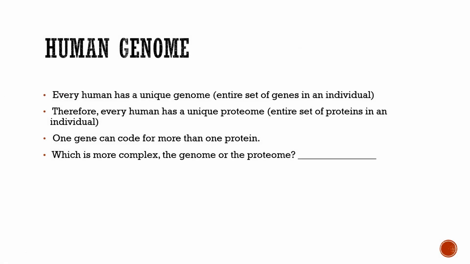All right, the human genome. So how does this all link together? Every human has a unique genome. That's an entire set of genes that are individual to that specific organism. We're talking humans, so that's a specific human. Therefore, every human has a unique proteome. It's an entire set of proteins in an individual. One gene can code for more than one protein.